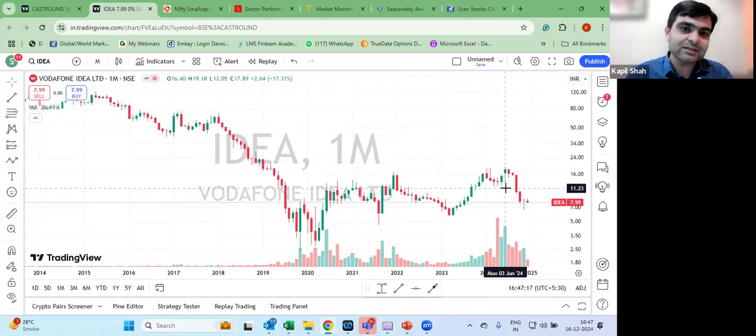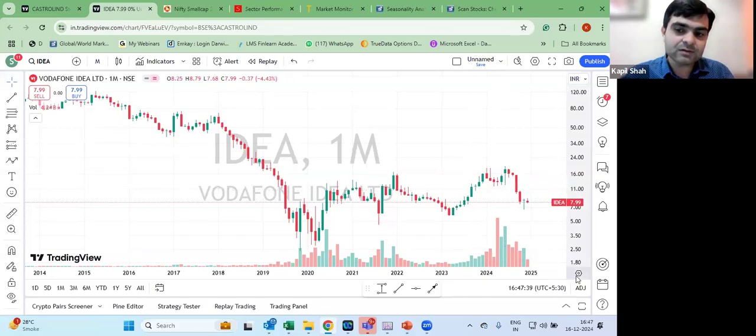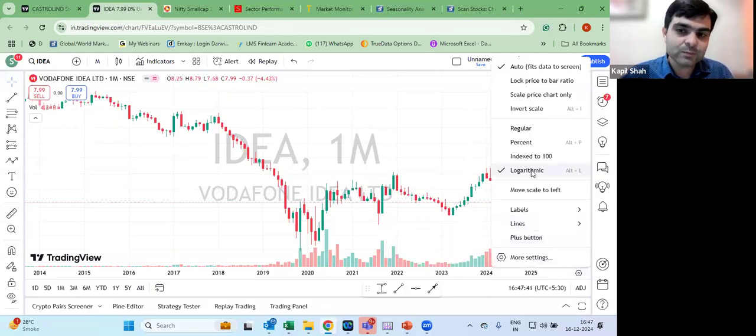Many times I see this, because at Finland Academy we share our insights with the students. Over there they just analyze the chart irrespective of whether it is a logarithmic chart or a linear chart. And your analysis will change if you are on a different scale. So here the preferred scale is the logarithmic scale.